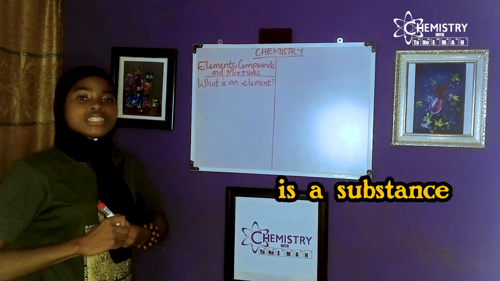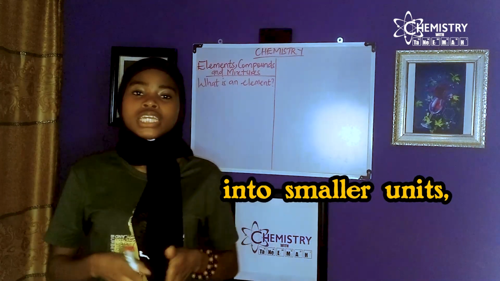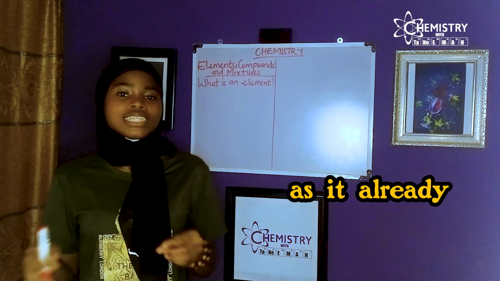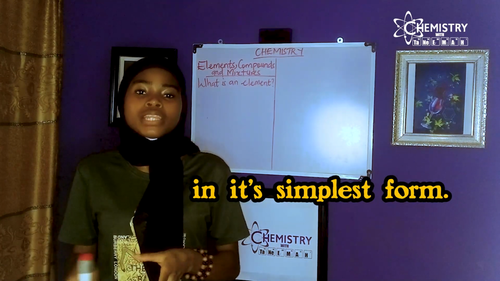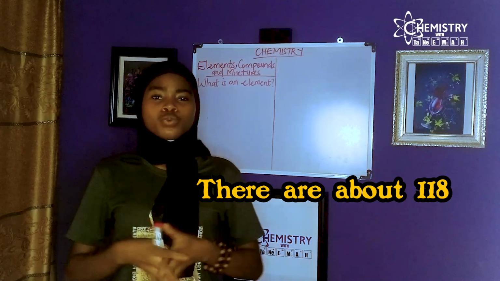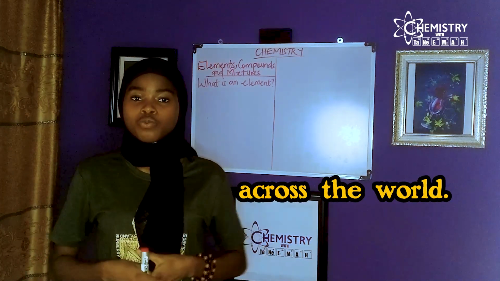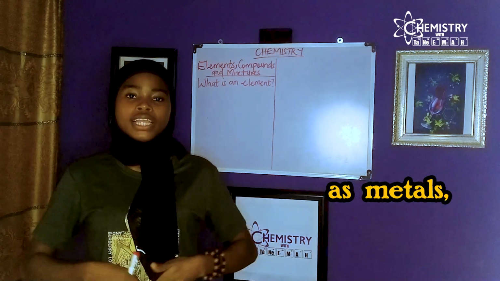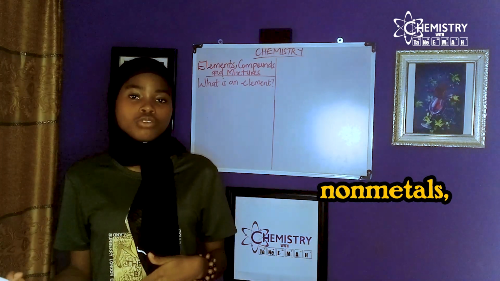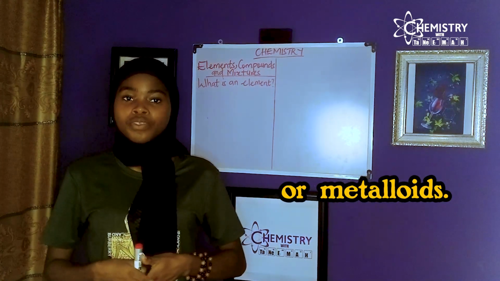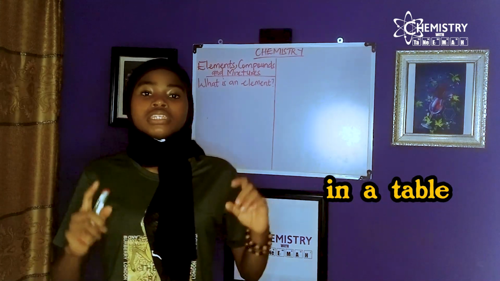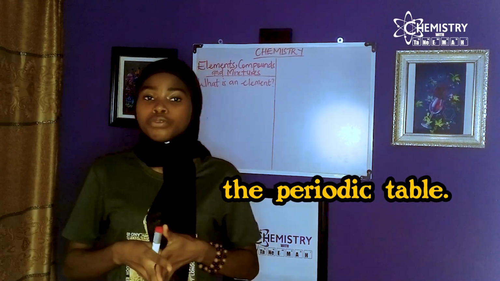An element is a substance that cannot be split into smaller units as it already exists in its simplest form. There are about 118 elements that exist in different percentages across the world. And these elements are classified as metals, non-metals, or metalloids. Chemists arrange these elements in a table known as the periodic table.